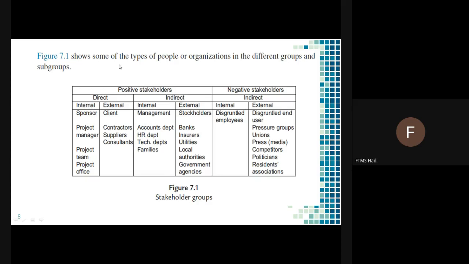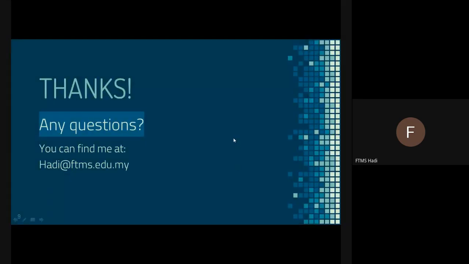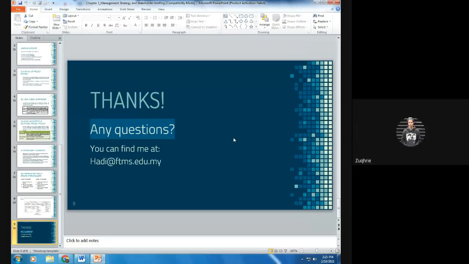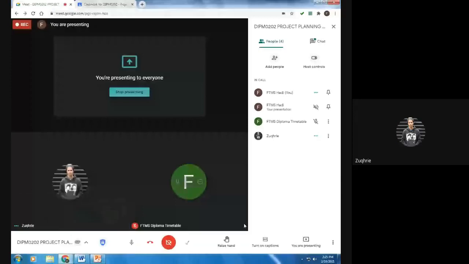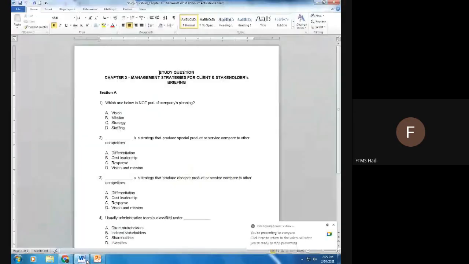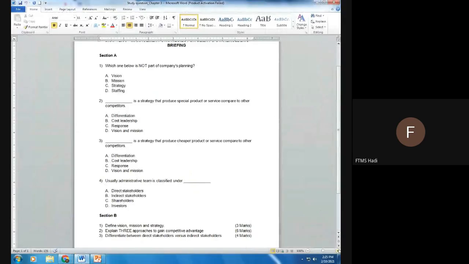Okay, so these are the example classification of positive stakeholders and negative stakeholders, direct and indirect. Okay, ada apa-apa soalan nak setakat ni? Have any question? No, sir. Okay, so clear. Alright, so if there is no question, let's have a look at this one before we heading for a break.